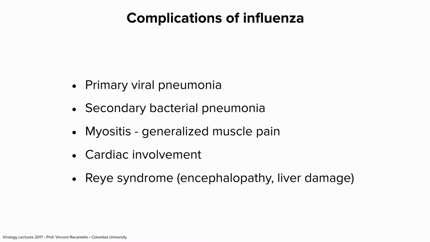It can put a strain on the heart, and if you have a bad heart to begin with, it can cause problems. And then there's a condition called Reye's syndrome, which involves encephalopathy, a swelling of the brain, and liver damage. Not sure how these latter are caused. The virus is not replicating in muscle, it's not replicating in the heart, it's not replicating in the brain or the liver. These are probably secondary effects of cytokines, or in the case of the heart, breathing very heavily.